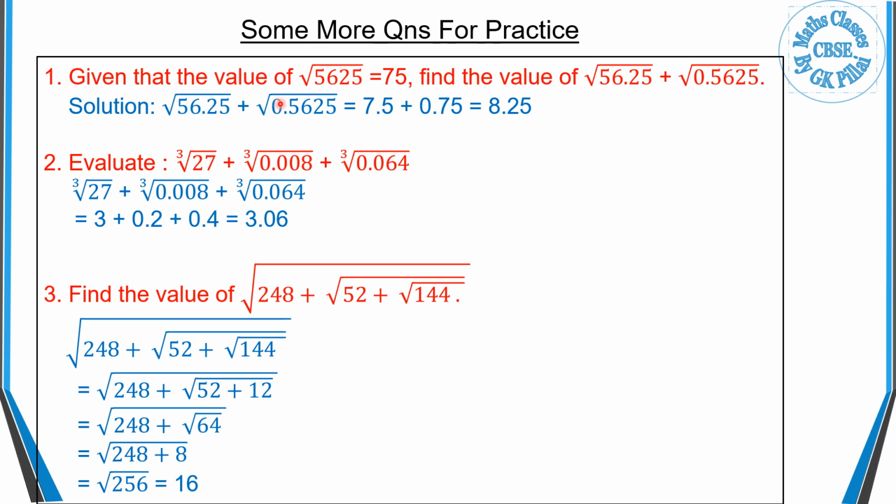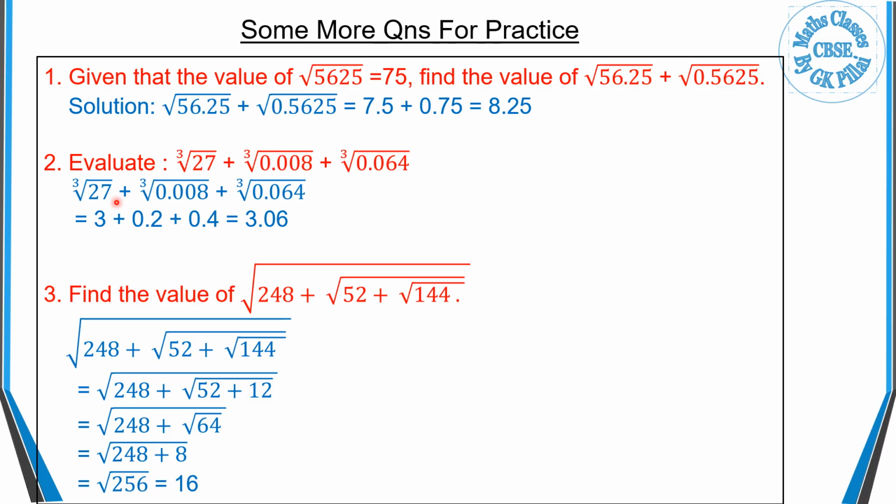Given that the value of the square root of 5625 is 75, find the value of the square root of 56.25 and the square root of 0.5625. See, if the square root of 5625 is 75, the square root of 56.25 will be 7.5. And the square root of 0.5625 will be 0.75. That's what I have written here. So 7.5 plus 0.75, 8.25 will be the value of this much.